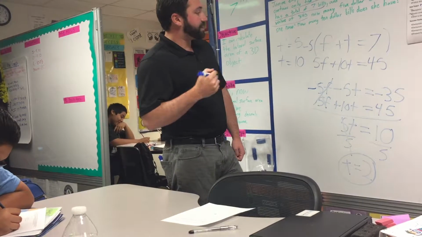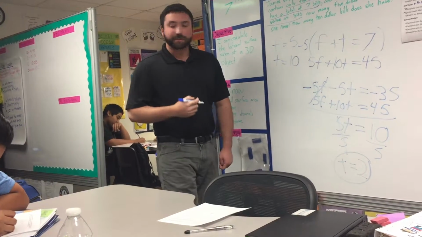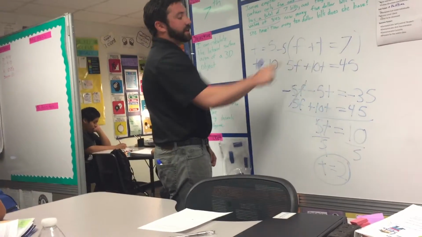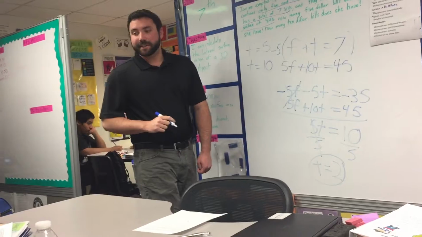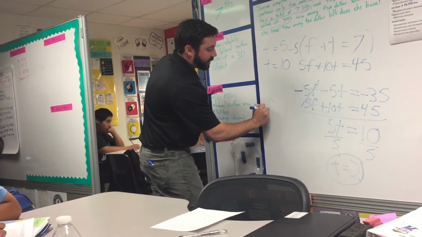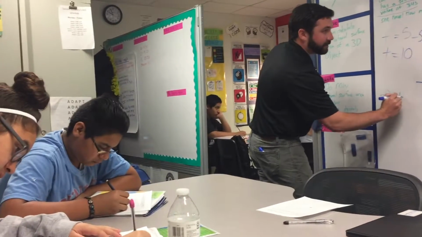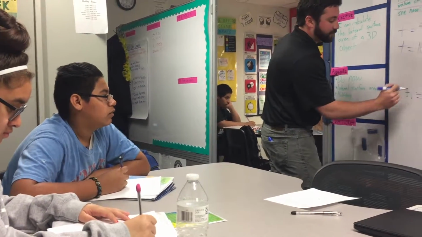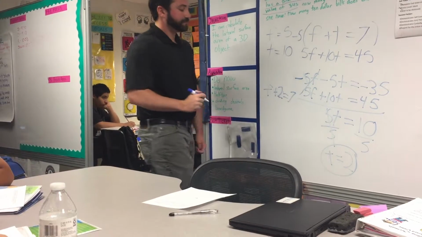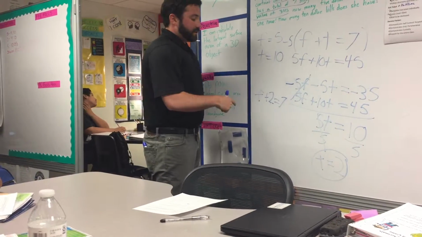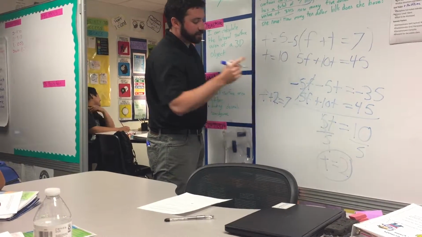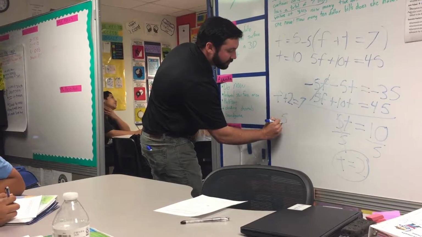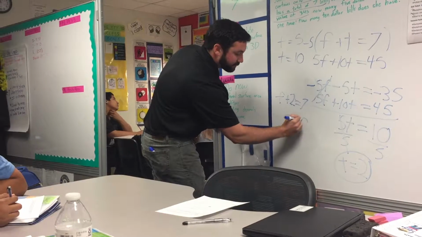Okay, now we solve for F. All we need to do is plug what we just solved T for into the original equation of F plus T equals 7. So we'll have F plus T equals 7, but instead of writing T, we should write 2, because we just solved for T. Okay? What plus 2 equals 7? 5, right? So F equals 5.